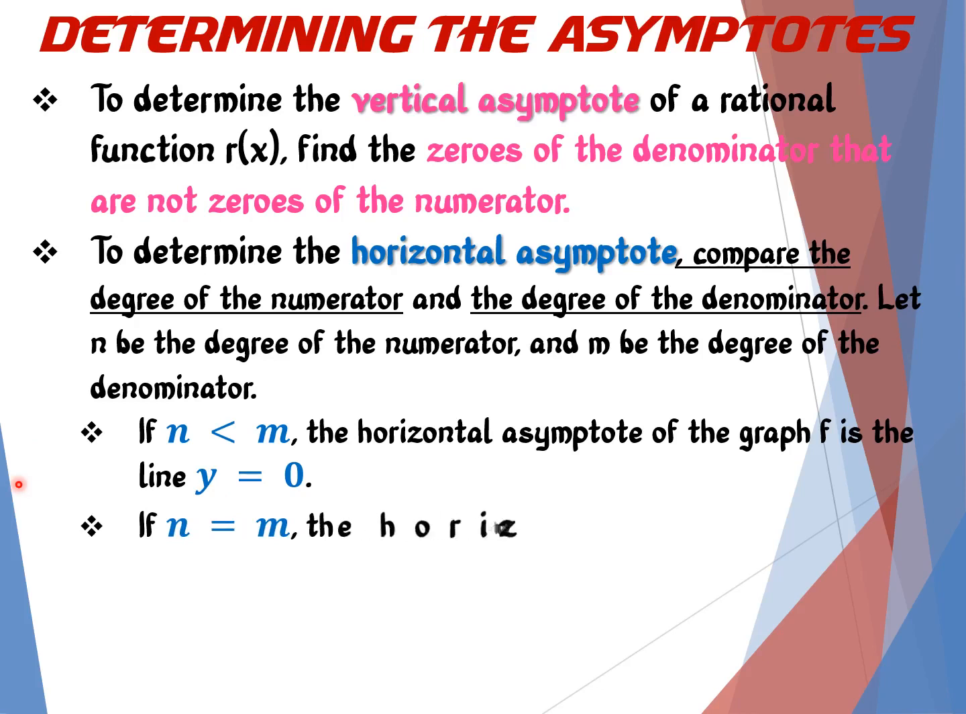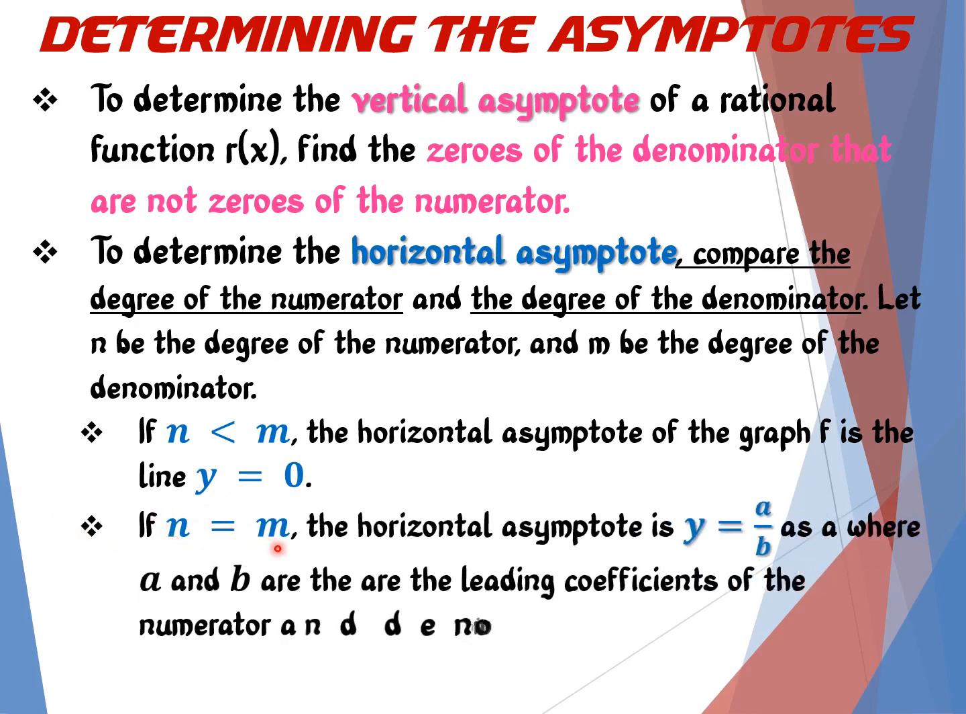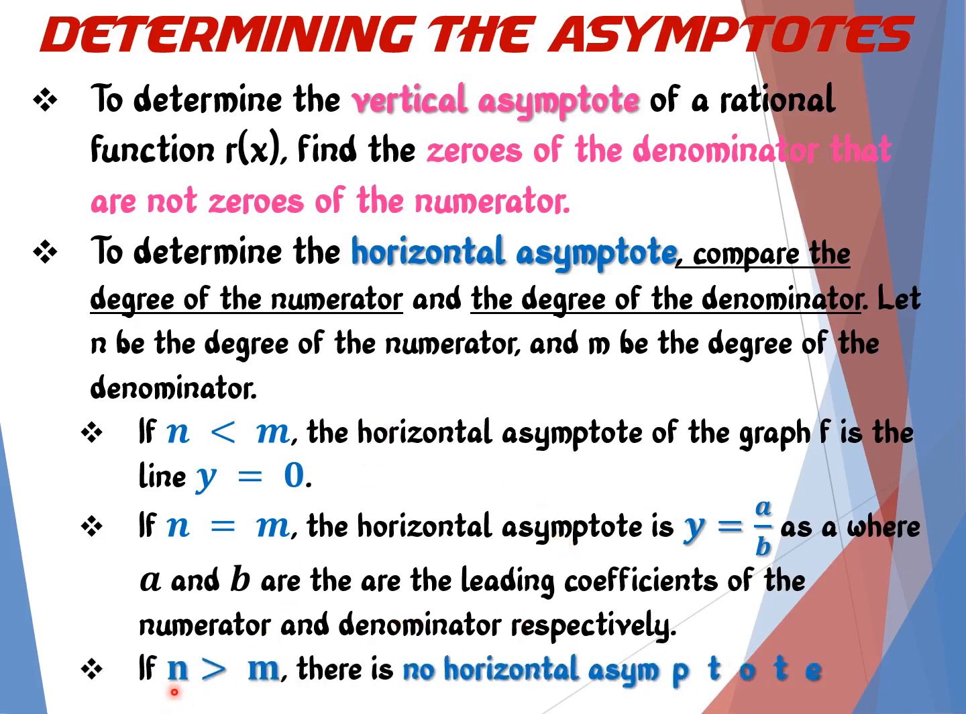Now, if the degree of the numerator is equal to the degree of the denominator, then the horizontal asymptote is simply y is equal to a over b, where a and b are the leading coefficients of the numerator and denominator respectively. That is the numerical coefficients. But if n, the degree of the numerator, is greater than the degree of the denominator, there is no horizontal asymptote.